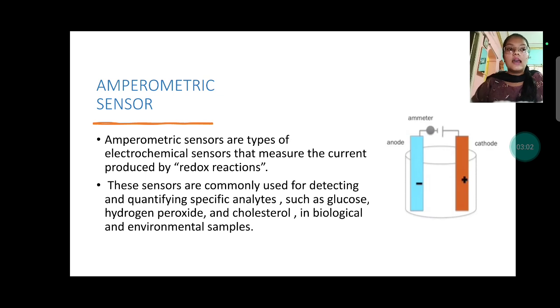Amperometric sensors. Amperometric sensors are the type of electrochemical sensors that measure the current produced by redox reactions. These sensors are commonly used for detecting and quantifying specific analytes such as glucose, hydrogen peroxide, and cholesterol in biological and environmental samples.